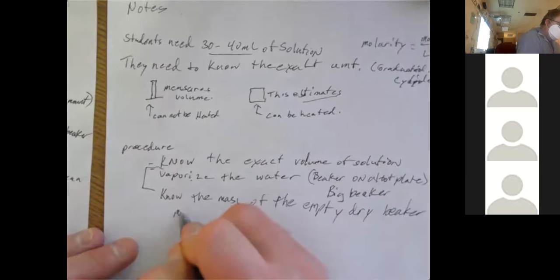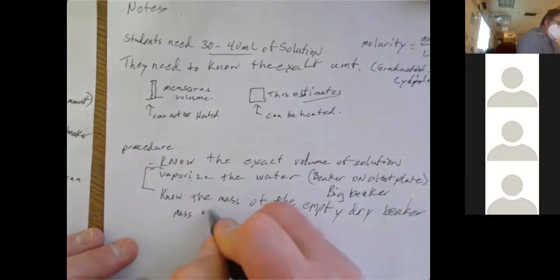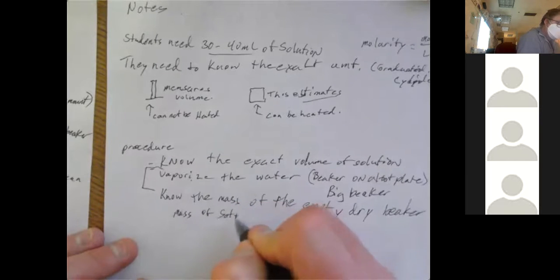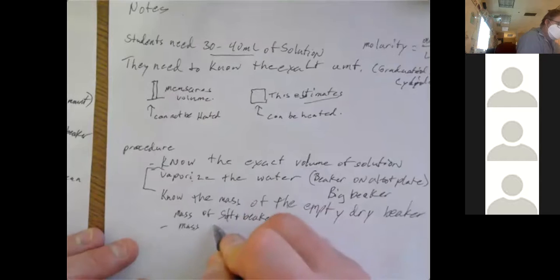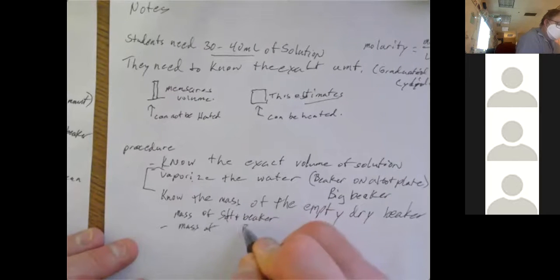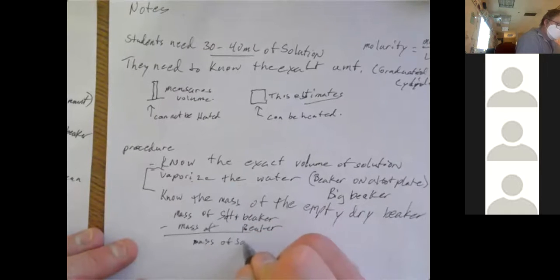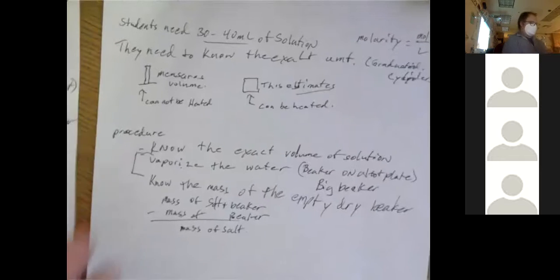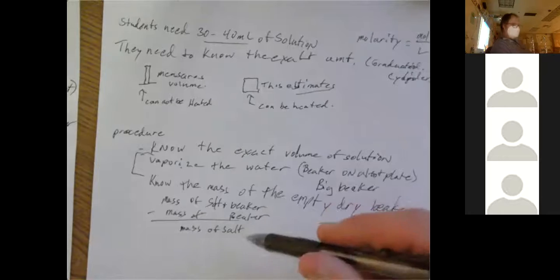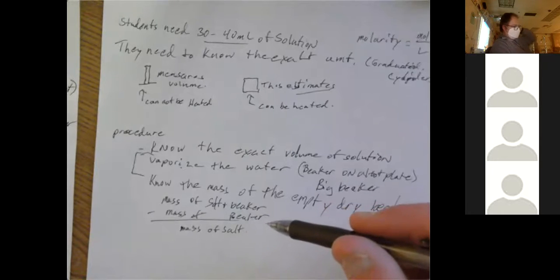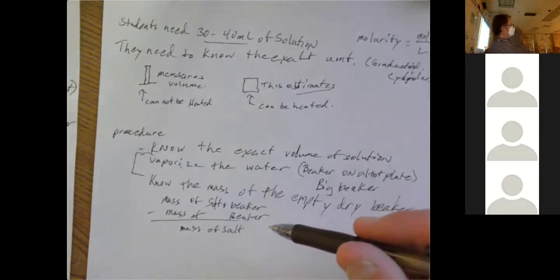Right? Because the mass of the salt and beaker minus the mass of the beaker equals the mass of the salt. Pretty, right? We've got to know the mass of the dry beaker. Does that make sense to everybody?